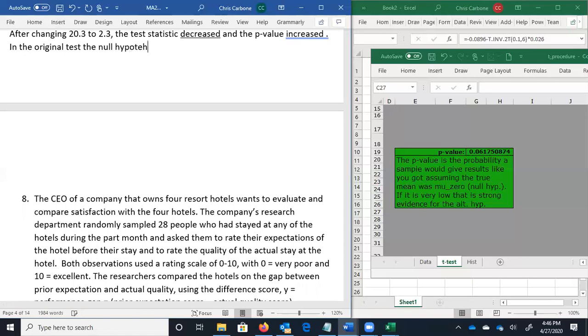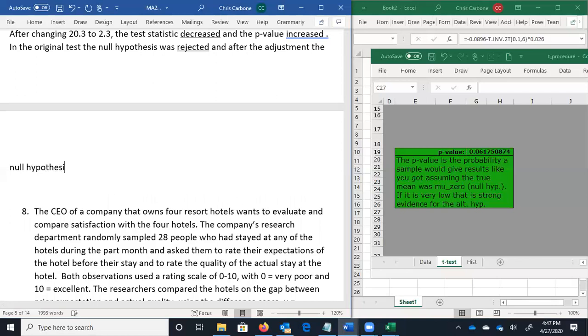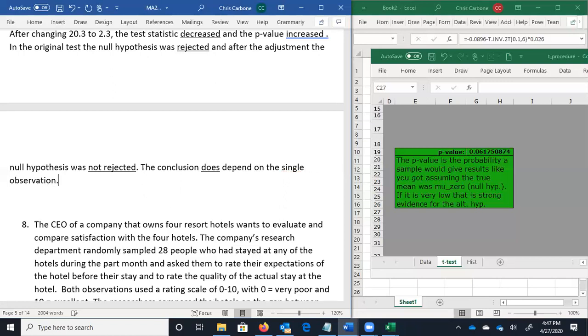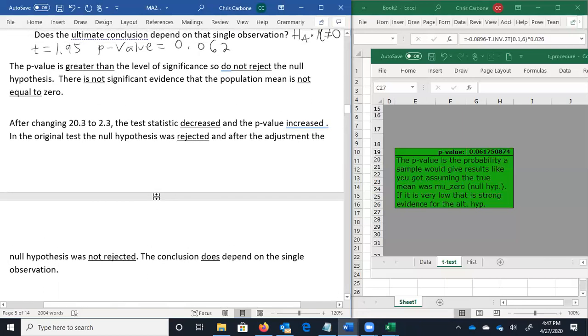In the original test, the null hypothesis was rejected. We were told that in the original question. And after the adjustment, the null hypothesis was not rejected. The conclusion does depend on the single observation, which you could have just guessed by the fact that I even asked you to complete this question. So that's the point, though.